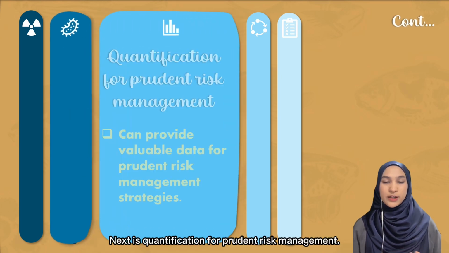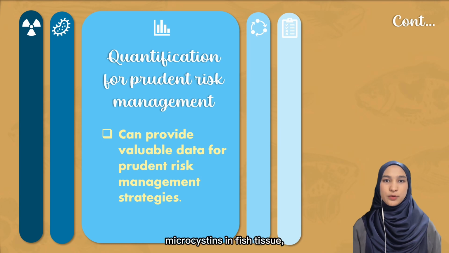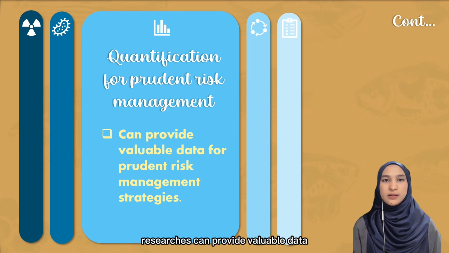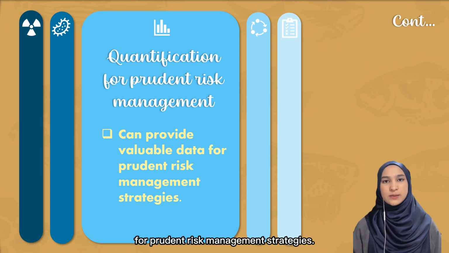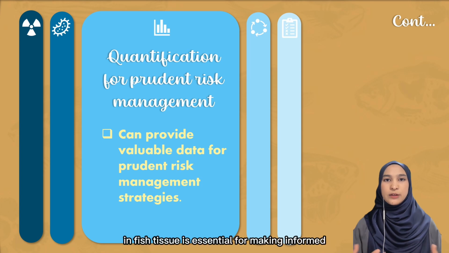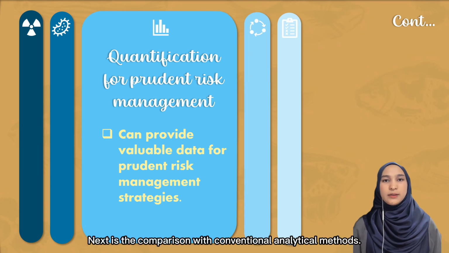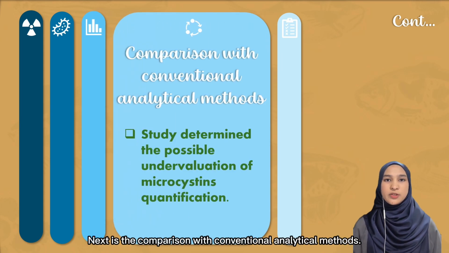Next is quantification for prudent risk management. By accurately quantifying total microcystins in fish tissue, researchers can provide valuable data for prudent risk management strategies. Understanding the actual levels of microcystin contamination in fish tissue is essential for making informed decisions regarding food safety and public health protection.